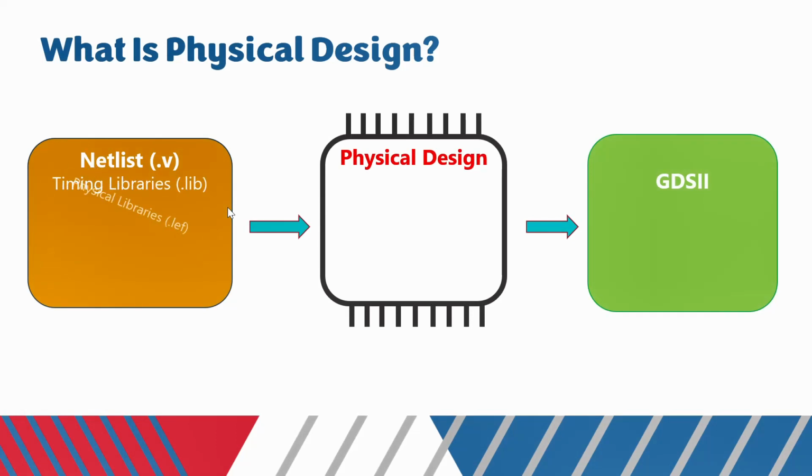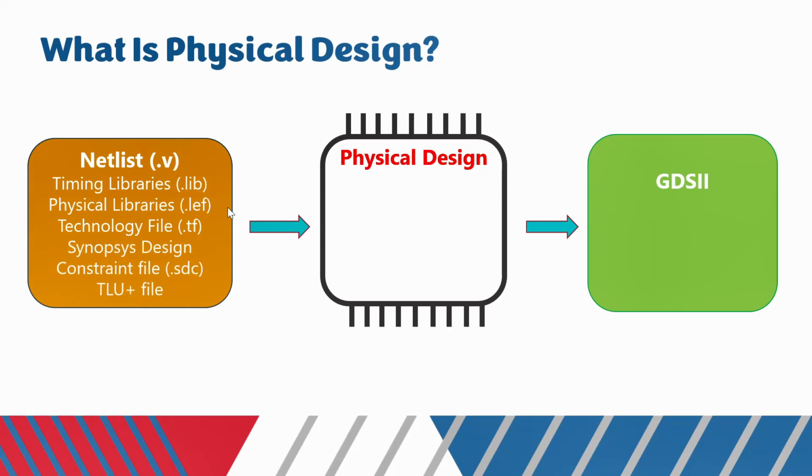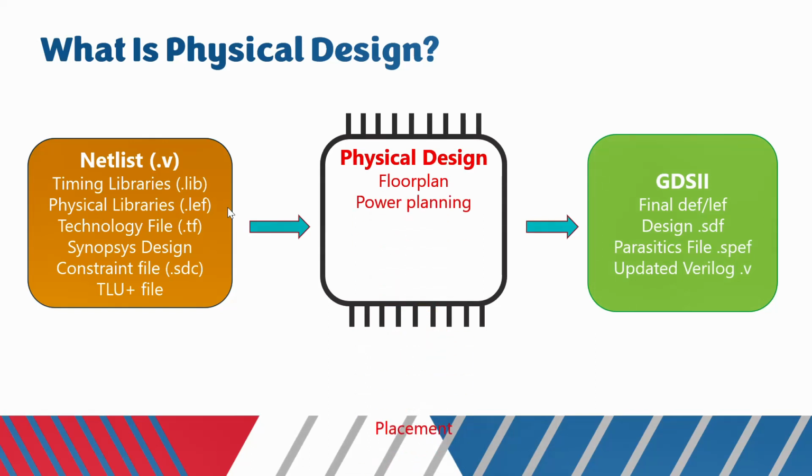is the .lib file, physical libraries, the .lef file, the technology file .tf, the Synopsys Design Constraints file, that is the .sdc file, and a TLU plus file. And the output from the physical design process is the final DEF and LEF of the design, the design SDF, that is the standard delay format file, the parasitics file .spef, which has RC values, and the routed netlist. And the physical design process includes floor planning, power planning, placement, CTS, routing, and sign off.